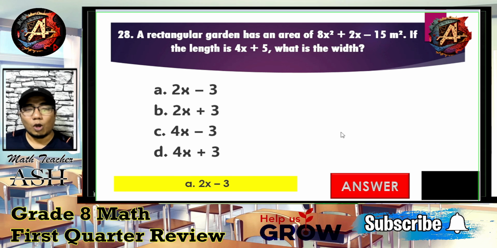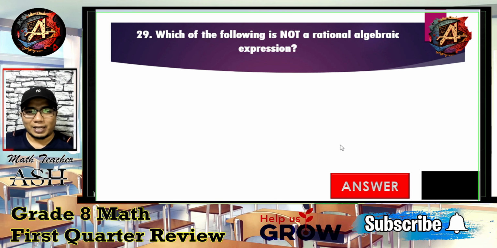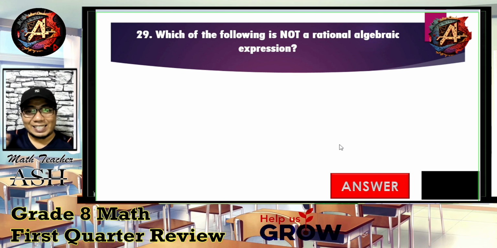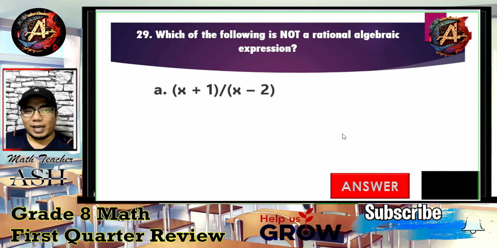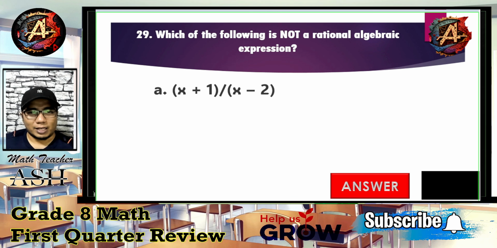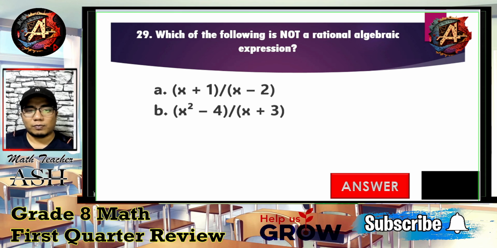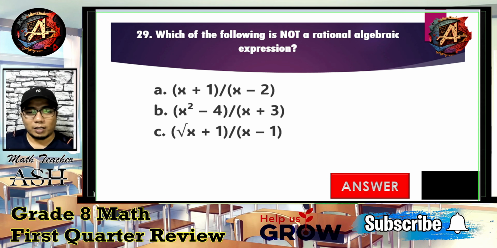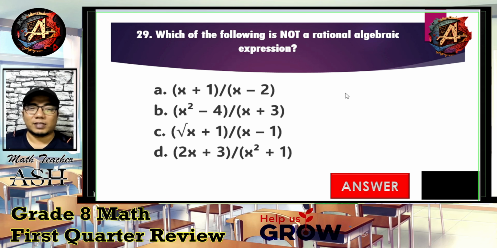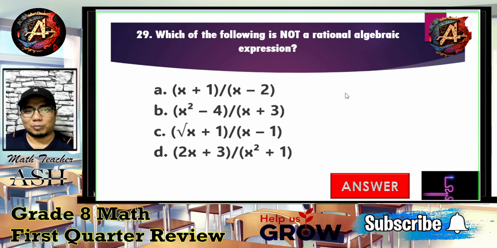Now, let us go to question number 29. Which of the following is not a rational algebraic expression? Is it A, x plus 1 divided by x minus 2, B, x squared minus 4 divided by x plus 3, C, the square root of x plus 1 divided by x minus 1, or letter D, 2x plus 3 divided by x squared plus 1? I'll give you 5 seconds to think about your answer.